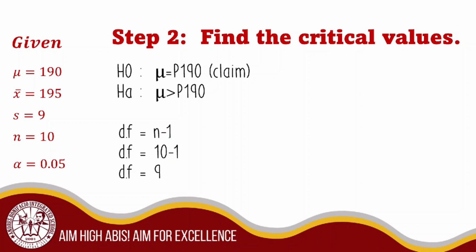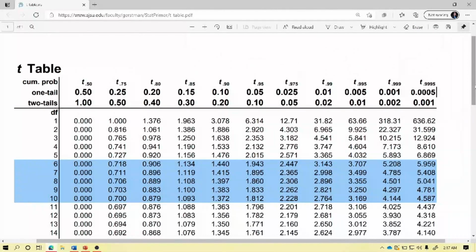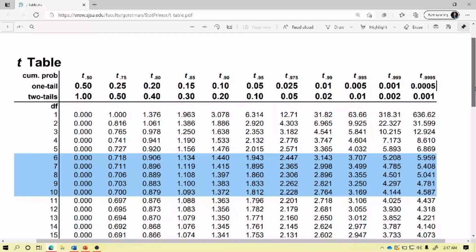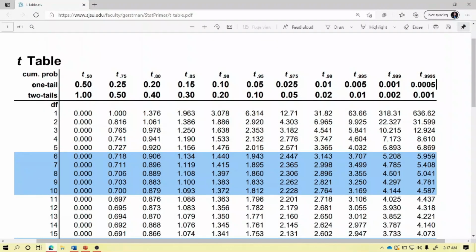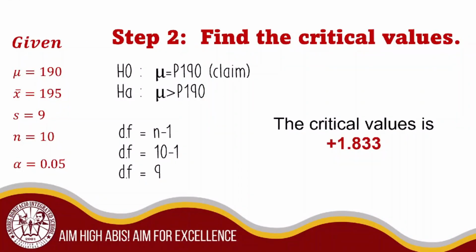So, let's take a look at our t-table. Since this is a right-tailed test, we will look at the row for 1 tail. The level of significance is 0.05. There you go, there is 0.05. And the degrees of freedom is 9. Here is the degrees of freedom, 9. There you go. We have the critical value 1.833. Therefore, the critical value is positive 1.833.